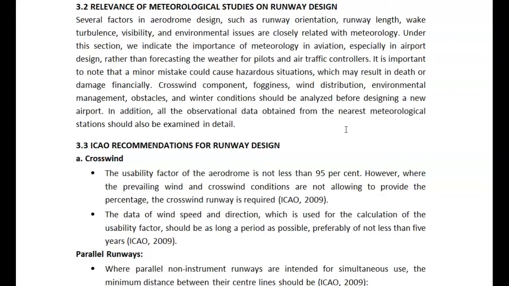The data of the wind speed and the direction, which is used for the calculation of the usability factor, should cover as long a period as possible, preferably not less than 5 years. These are recommendations according to ICAO.